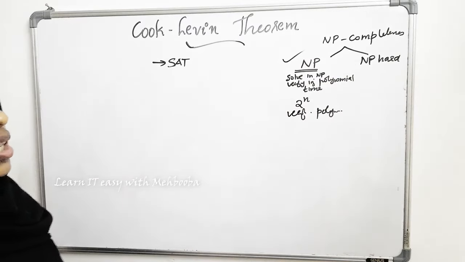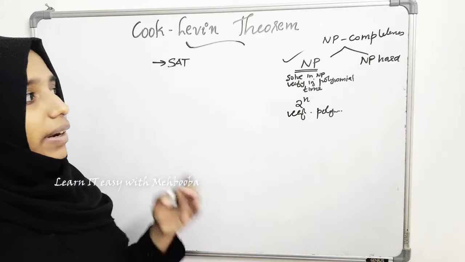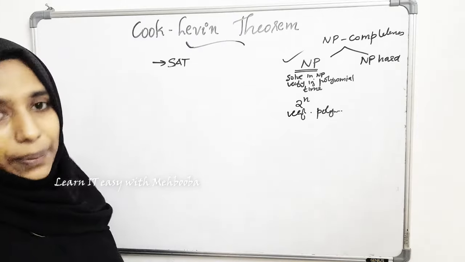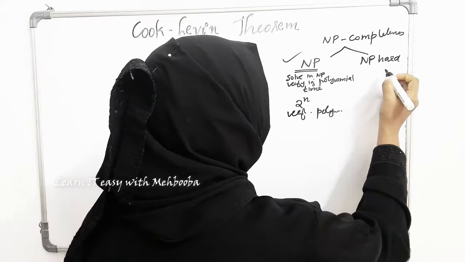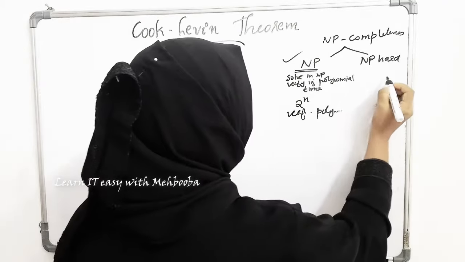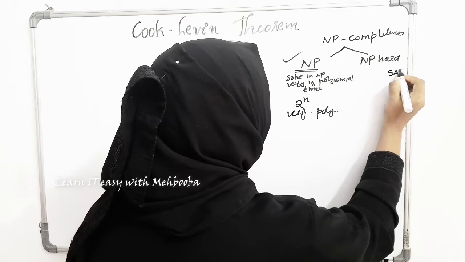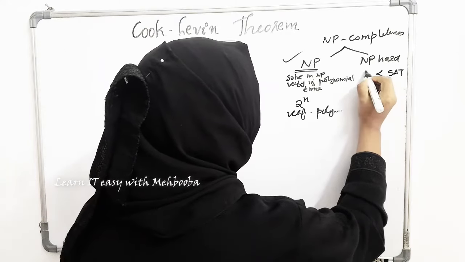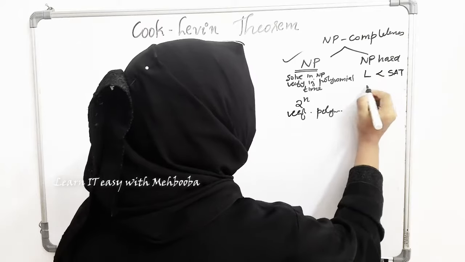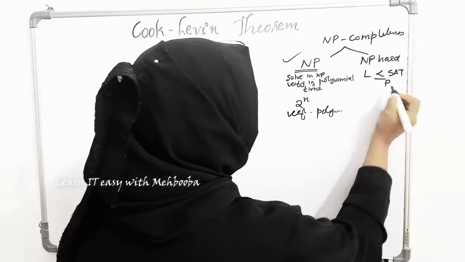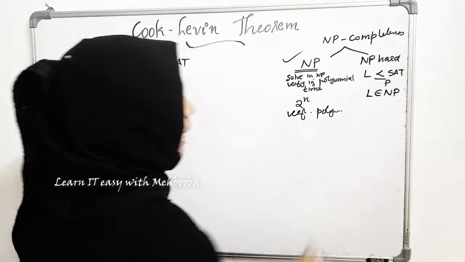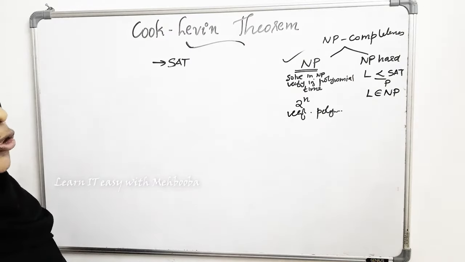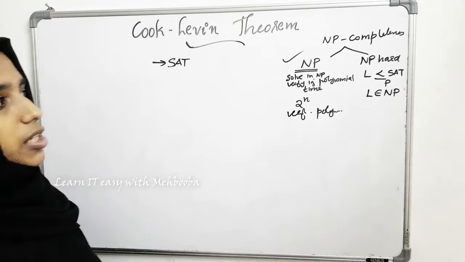Now the second thing is SAT is NP hard. That is the second criterion for it to be NP complete. For SAT to be NP hard, the condition is that all the problems L element of NP should be reducible to SAT in polynomial time. That is the condition for NP completeness.